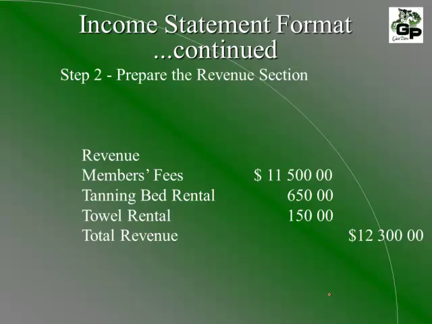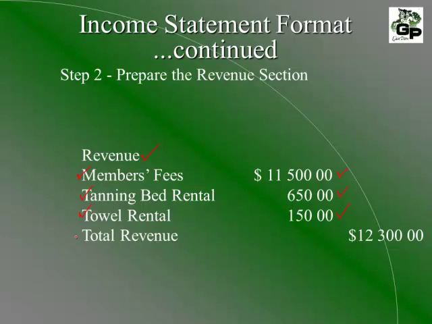Part 2. You prepare the revenue section first. So you have to have the title that is called revenue. Then you list each of the different revenue accounts. In this example here, we have member fees, tanning bed rental, and towel rentals. In the column next to that, you list the value of these accounts.